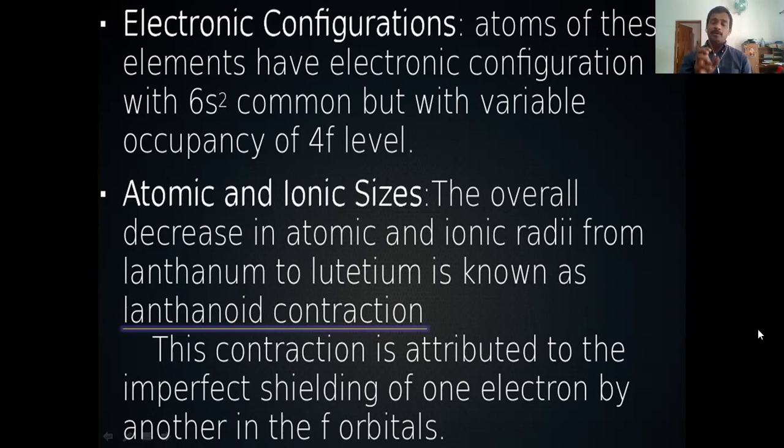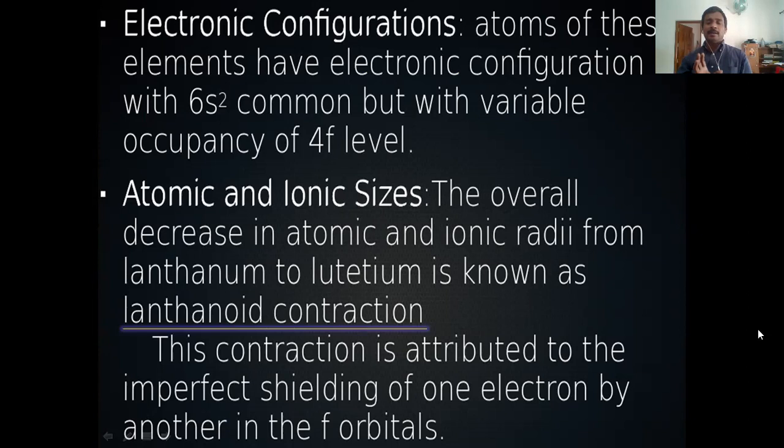Then what is the importance of this lanthanoid contraction? This F block actually comes inside the D block. Therefore, the name inner transition elements. So there are 14 elements in between two elements of the transition elements, and that will affect the properties of transition elements also. That is the importance of lanthanoids. We can see what are the effects of this lanthanoid contraction.